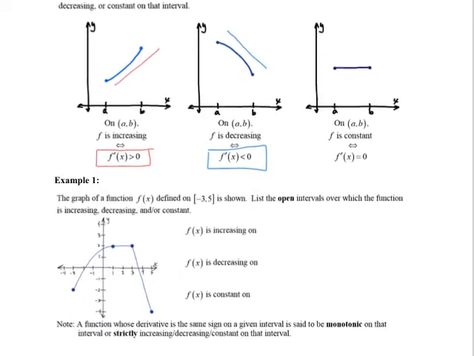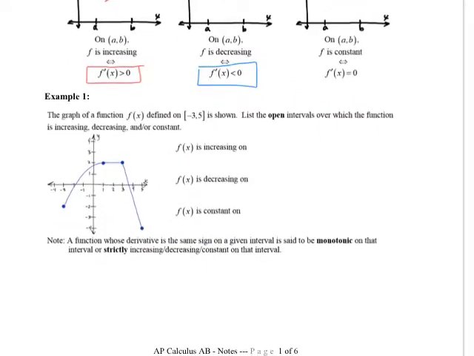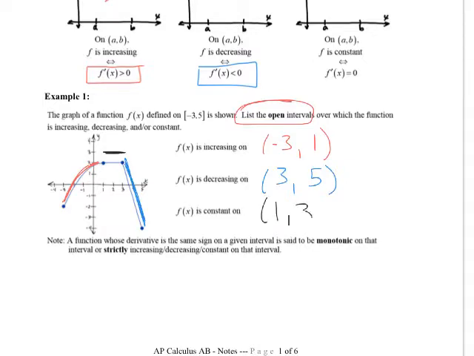So let's take a look at this function real quick here. From a graph, we should be able to see that the curve is increasing on this interval, so from -3 to 1. And we always describe increasing, decreasing behavior with open intervals. The function is decreasing from 3 to 5, and finally the function is constant from 1 to 3. So there we go, all of them are open intervals.